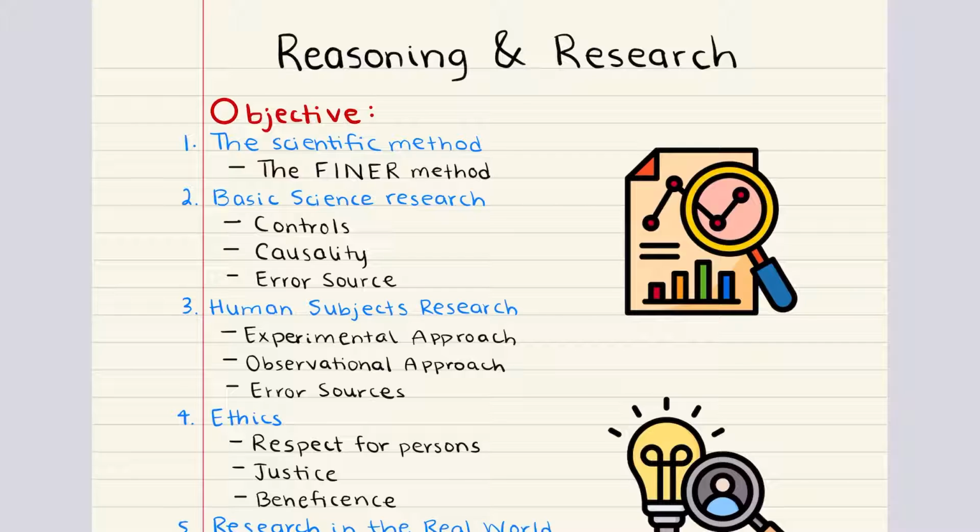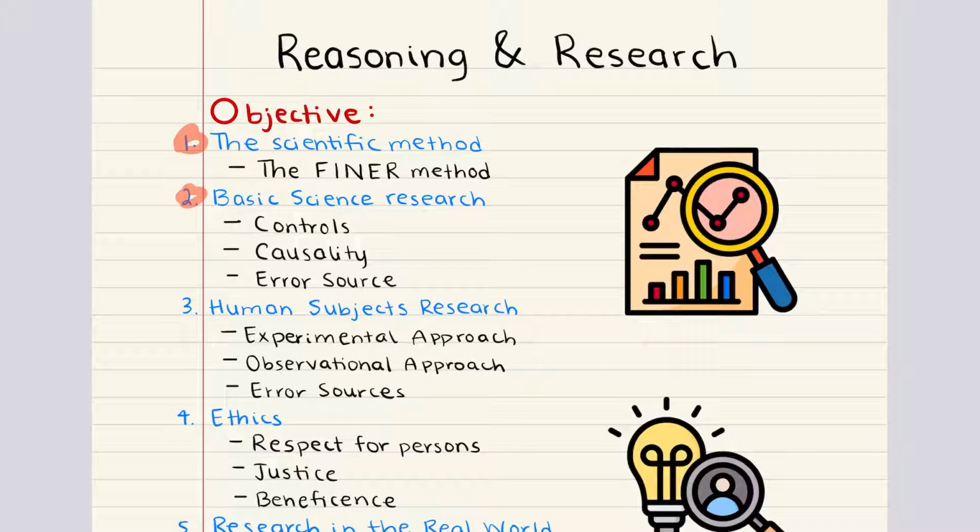Today we're going to be covering chapter 11 for our MCAT Physics and Math playlist, and this chapter is titled Reasoning and Research. In this chapter, we're going to cover the following objectives. First, we're going to go over the scientific method and the FINER method. Next, we're going to discuss basic science research and go over concepts like controls, causality, and identifying potential sources of error that can influence experimental outcomes.